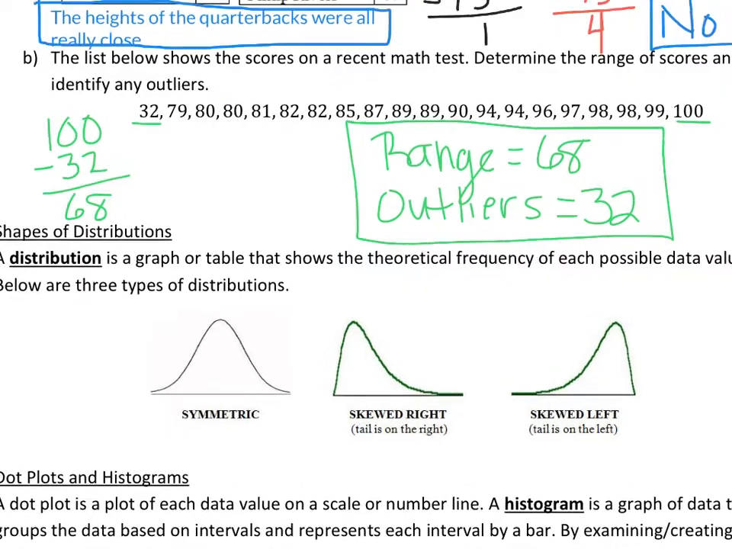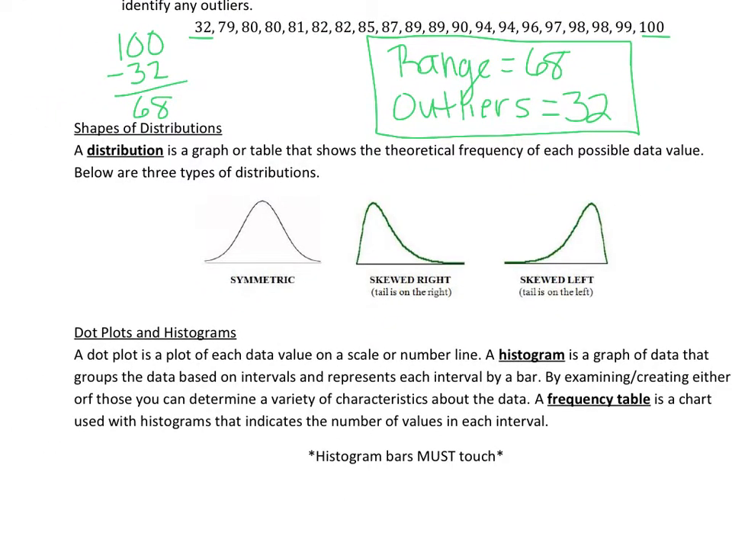Shapes of distribution. A distribution is a graph or table that shows the theoretical frequency of each possible data value. Below, there are 3 types of distribution. We have the symmetric, which is about the same on both sides. You could draw a line down the middle and it would be identical on the left and the right. And it doesn't always have to be perfectly symmetric for us to classify it as symmetric. Skewed right looks like this, where the tail end is on the right. And skewed left is the opposite, where the tail end is on the left.